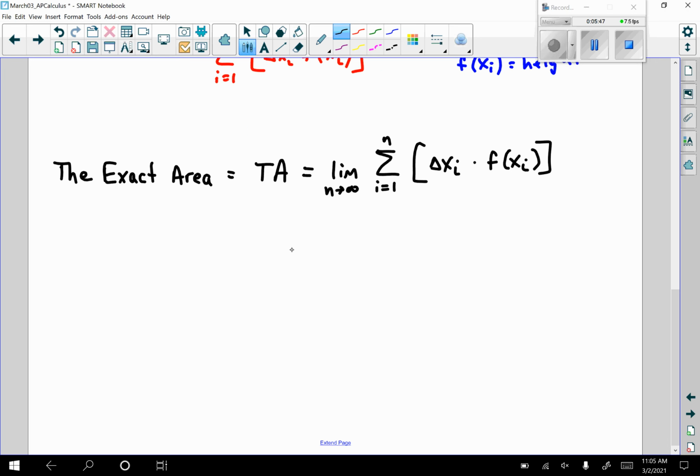Another way to write this, kind of write this off to the side, is that the total area could also equal the limit as delta x sub i goes to 0, meaning the widths of the rectangles are getting skinnier, more narrow, so we could fit more rectangles in there. And again, of the summation as i goes from 1 to n of delta x sub i times f of x sub i.